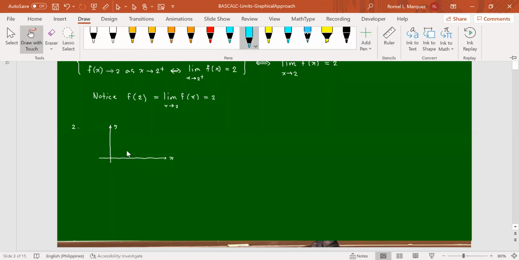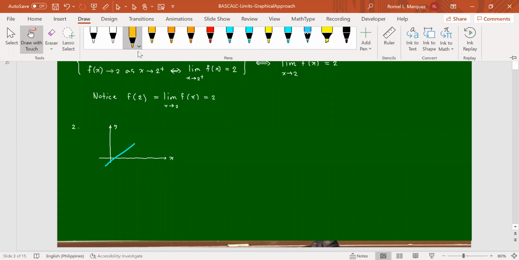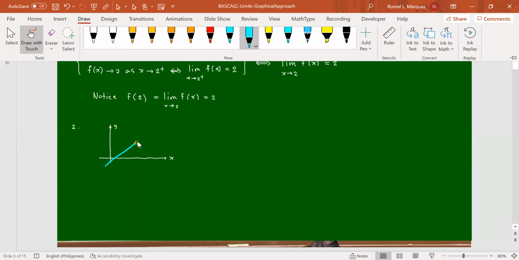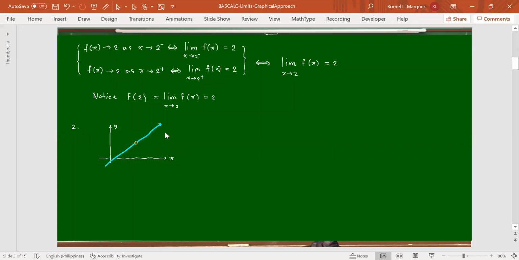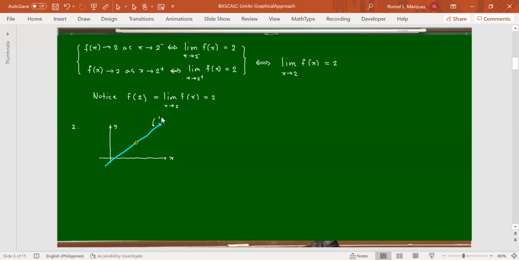None po for me. So let's say I have almost the same graph, except that it has a hole here, and then the graph continues after that. Assume that this is also a straight line, meaning it is a linear function. That is why y equals f of x is a linear function, because it is a straight line.